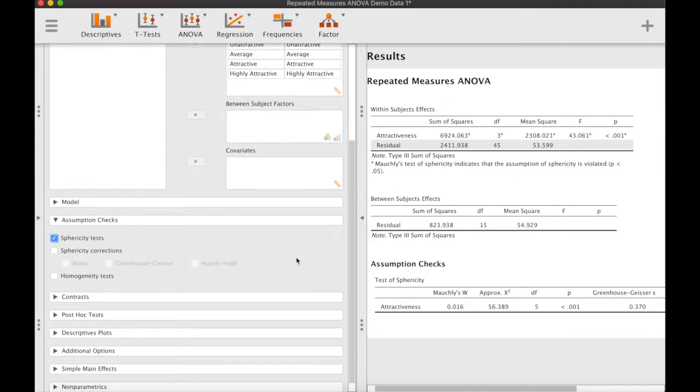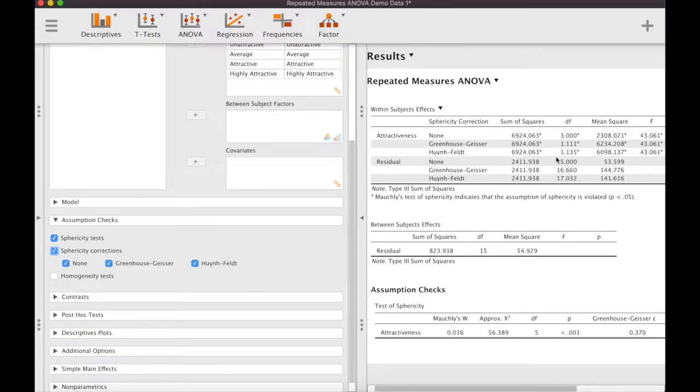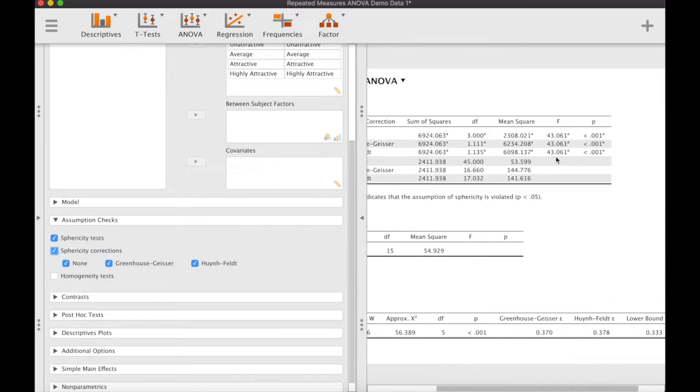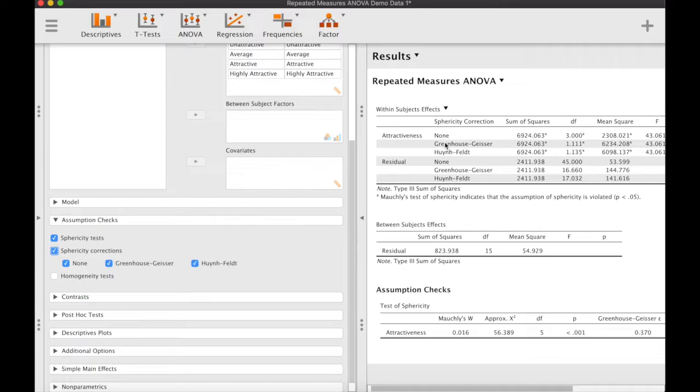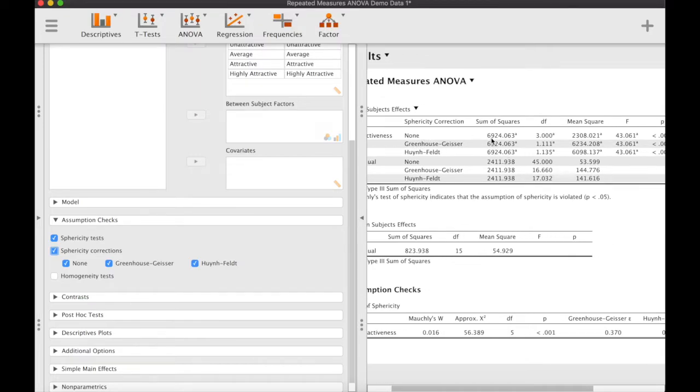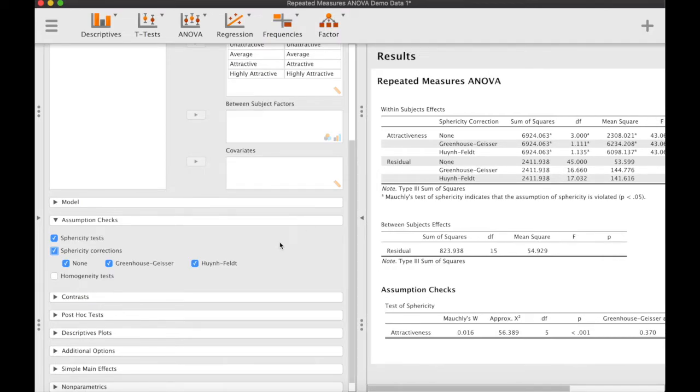Now it's not really much of a problem because luckily JASP also provides corrections for the lack of equality of variance. So all we have to do is to click on sphericity corrections, and you will notice that there will be other outputs that are shown here. So basically this is the output when there is no correction, when we apply the Greenhouse-Geisser correction, and when we apply the Huynh-Feldt correction. So for this, let's use the Greenhouse-Geisser correction. So we want to make our table simple, so we can uncheck none.